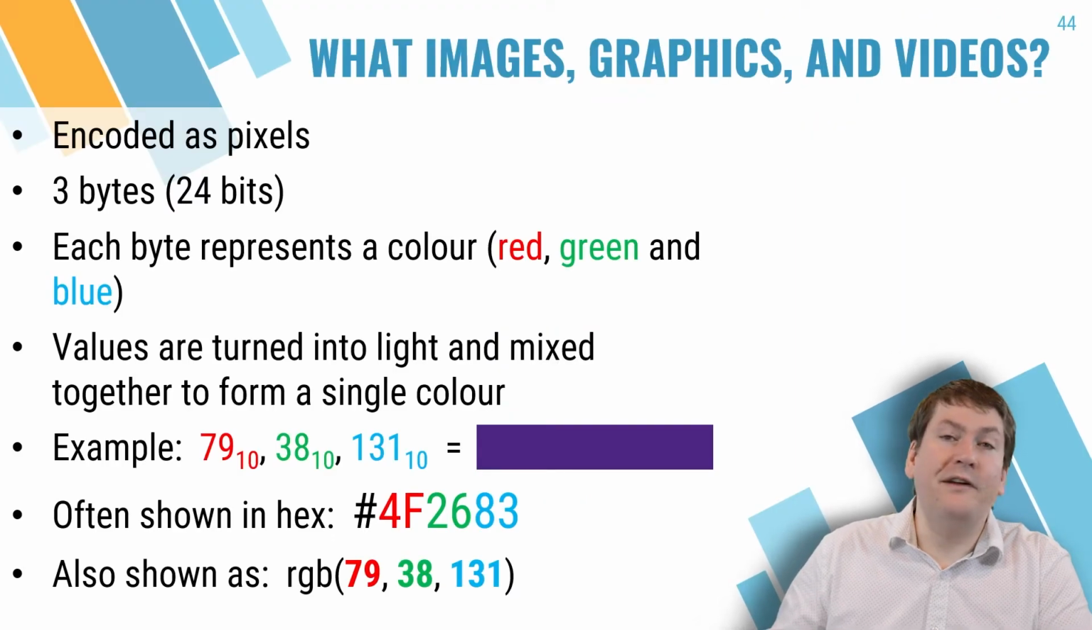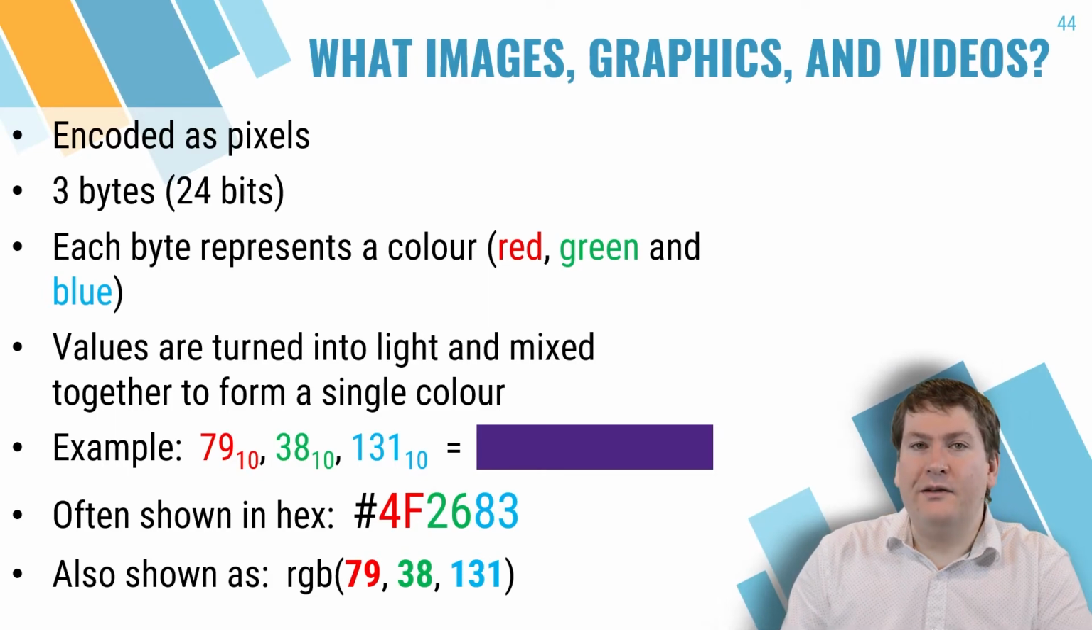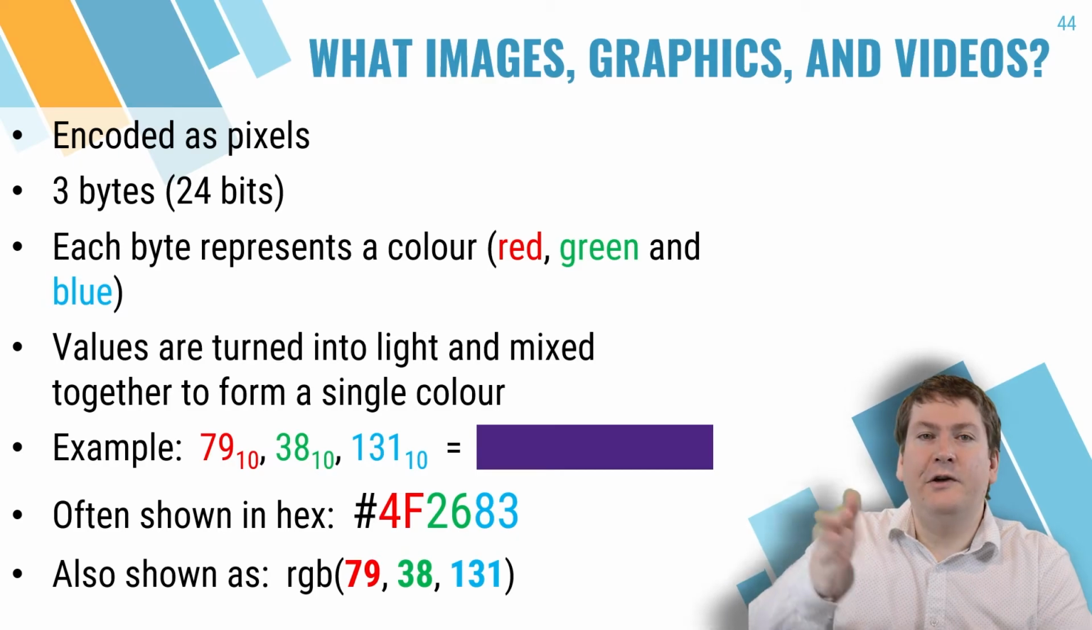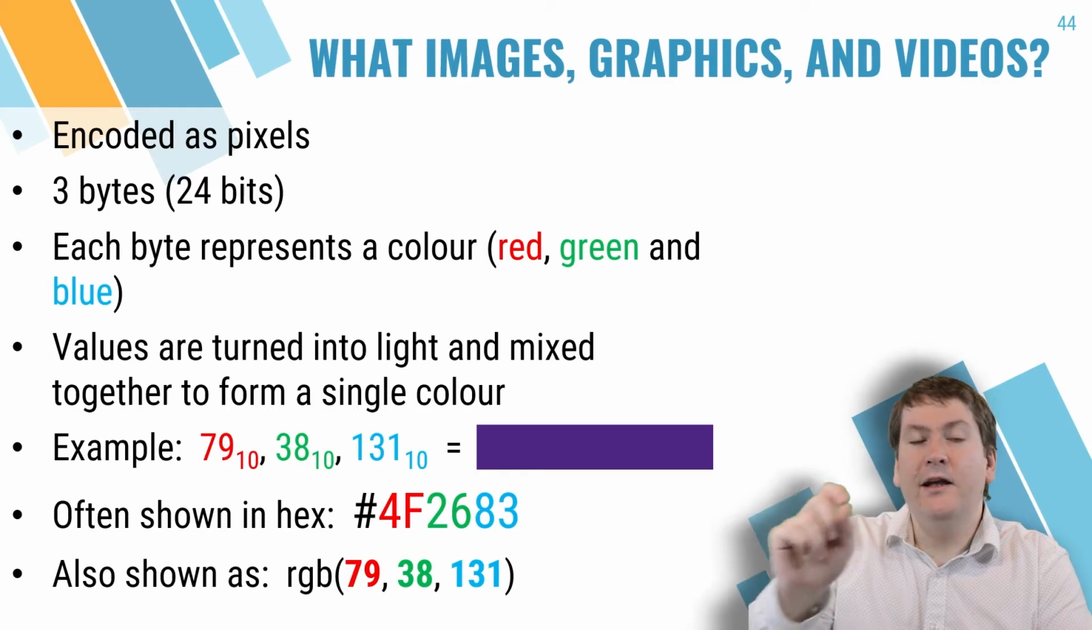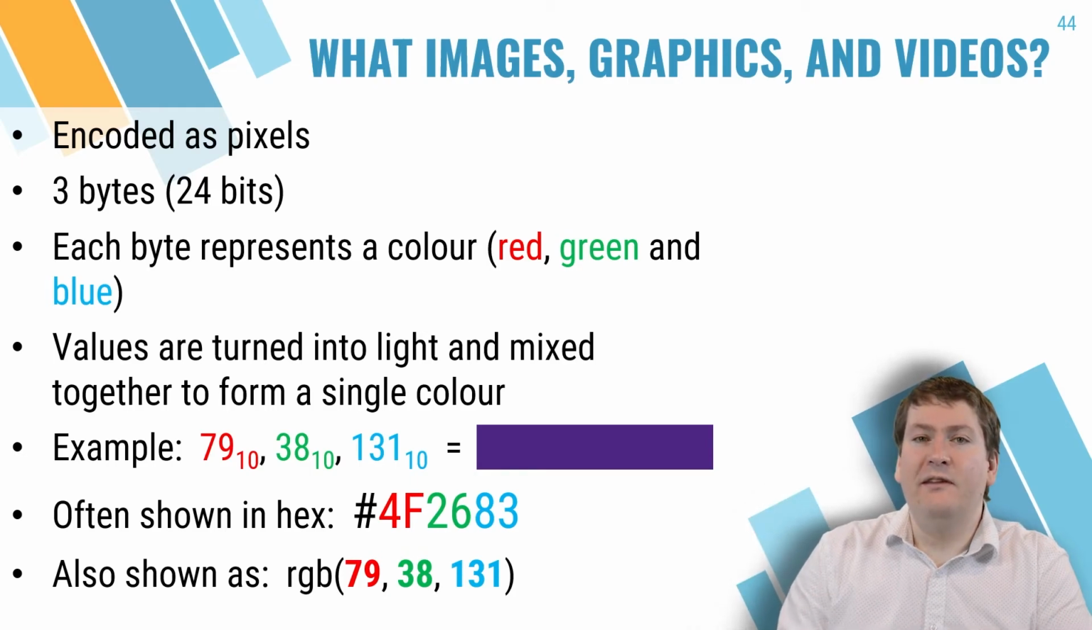So images, graphics, and videos on computers are stored as pixels, and each individual pixel has a red value, a green value, and a blue value. We actually saw that in the hardware. There's one little green light, one little red light, one little blue light. And each one of these lights can have a different intensity. So it can turn on all the way, none at all, or somewhere in between. So it's not just binary on and off, it's actually an intensity of light.